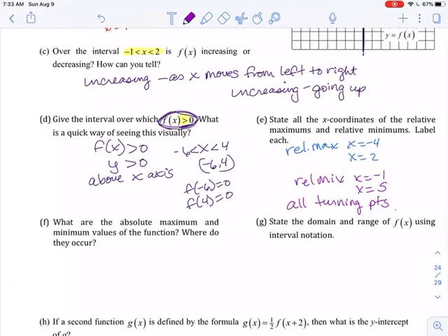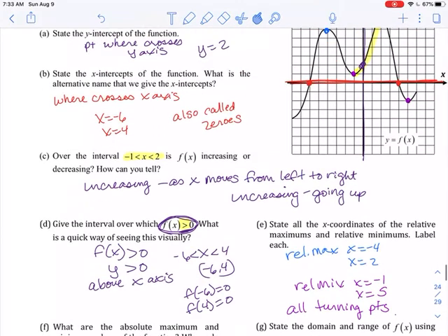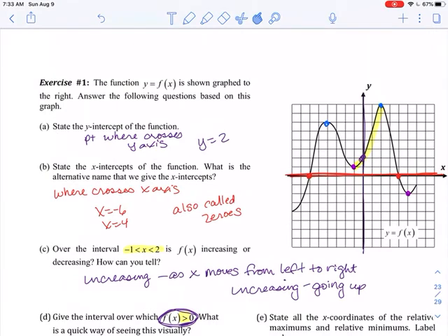All right, it wants to know what are the absolute max and min values of the function. Where do they occur? Well, let's go back and look at the graph again. So my absolute max, that's the highest y value. My highest y value is right here, the one that I have in blue. So my highest y value is right there. It's 1, 2, 3, 4, 5, 6, 7, 8. So my highest y value is 8.